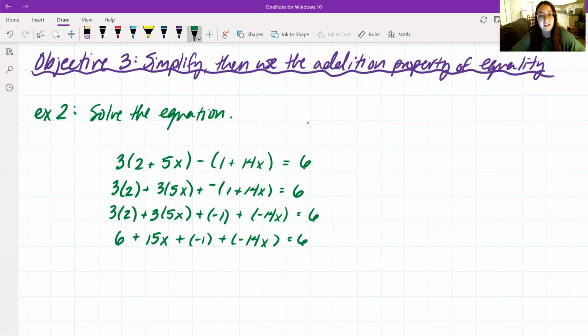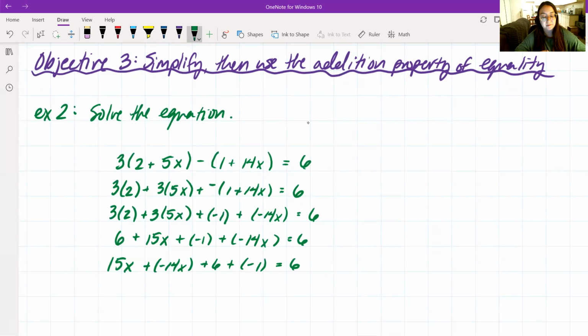Since each one of our terms are being added together, we can use our commutative property to rearrange. So let's rearrange our equation. I almost said expression. We want our equation to kind of look like ax plus b is equal to c. So if we're rearranging anyway, let's just put our variables in the beginning. So we have 15x plus negative 14x plus 6 plus negative 1 is equal to 6.